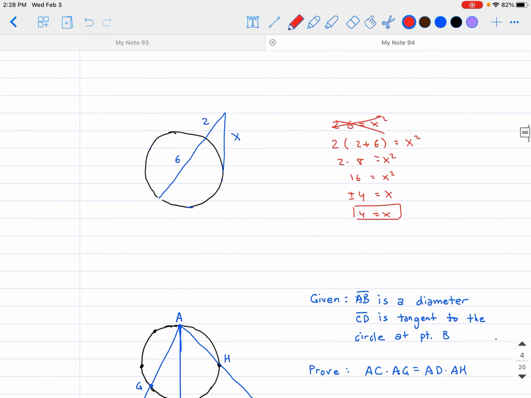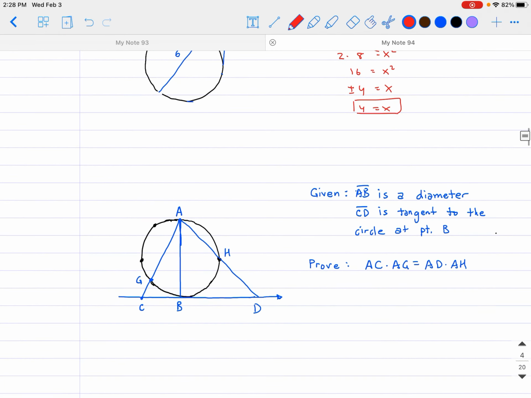Okay. All right. Now let's take care of this last one right here, which is a proof. So let's see how this works out. We're given that AB is a diameter. Okay. CD is a tangent. So you can see that over there at point B.